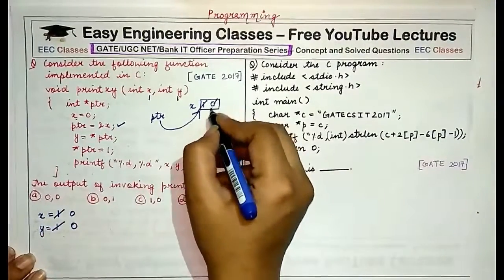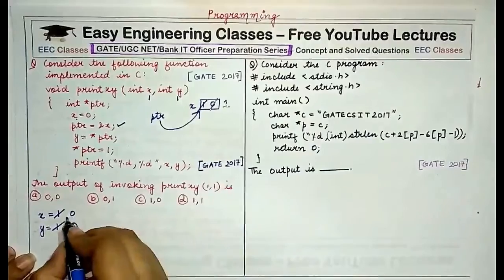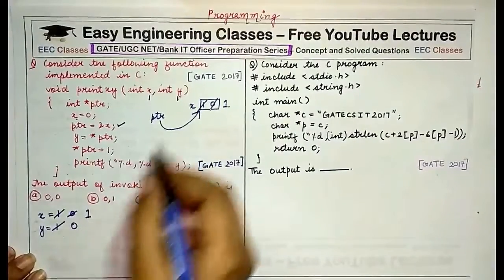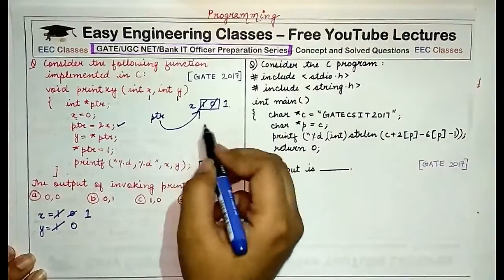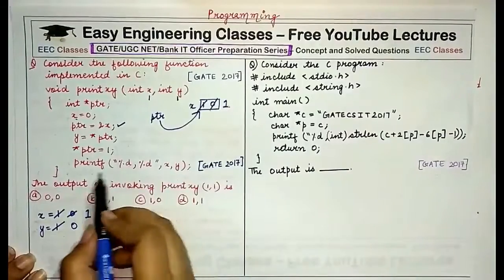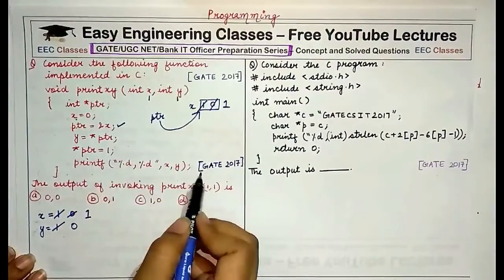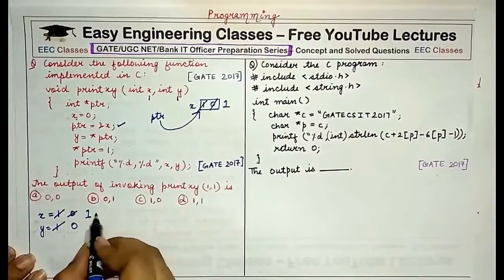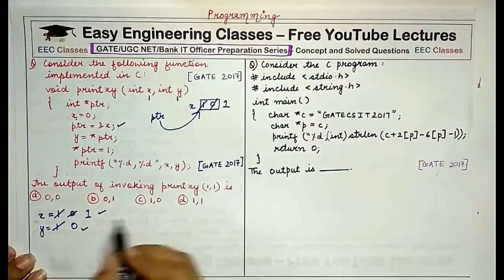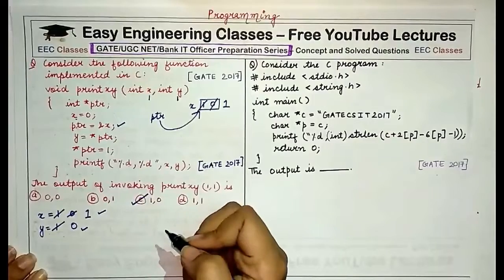Now star of ptr becomes 1. That means x again becomes 1. Here again we'll change the value. These are the same things, I'm just showing this diagrammatically, and these are the exact values. After star ptr is assigned 1, we printf the results. So here x is 1, y is 0. So the answer is C, 1, 0.